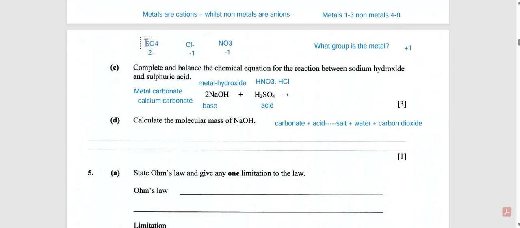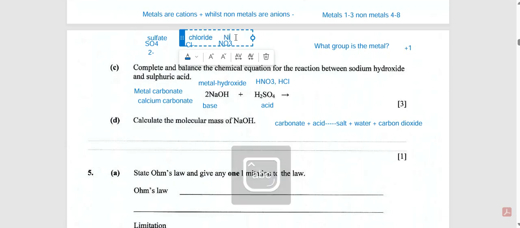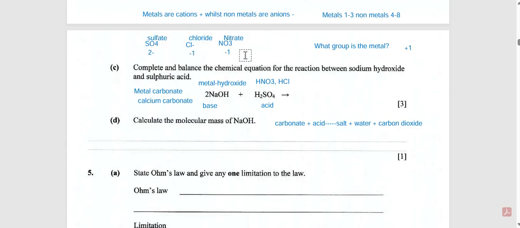Then we also have some special anions such as sulfate. Well, let's name them as well. Sulfate. This one is called the what? Chloride. Chloride. This one is called the nitrate. The other one is called the nitrate. You should know sulfate, chloride, nitrate.